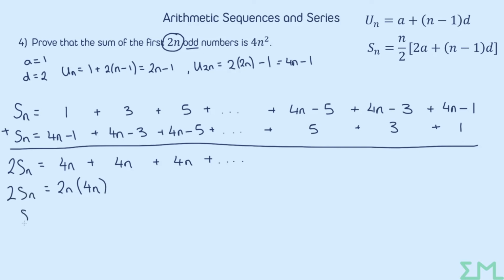And then finally we can divide by 2. n lots of 4n, which we can simplify to 4n squared. And we have arrived at the answer in the question.